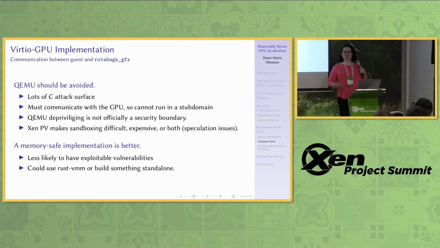A better solution is to use something memory safe that's less likely to have exploitable vulnerabilities. It could be based on rust-vmm, or it could be something standalone. Rust-vmm, for context, is a set of Rust libraries for writing QEMU-like things.